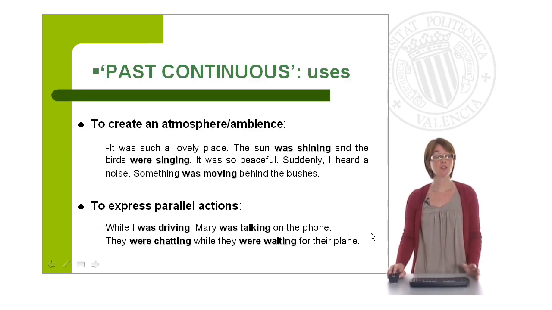Right. A different use of the past continuous is to create an atmosphere or create an ambience, especially when we are narrating or when we are telling a story. So with this verb tense, we kind of create a background. Let's have a look at the example on the screen. It was such a lovely place. The sun was shining and the birds were singing. It was so peaceful. Suddenly I heard a noise. Something was moving behind the bushes.